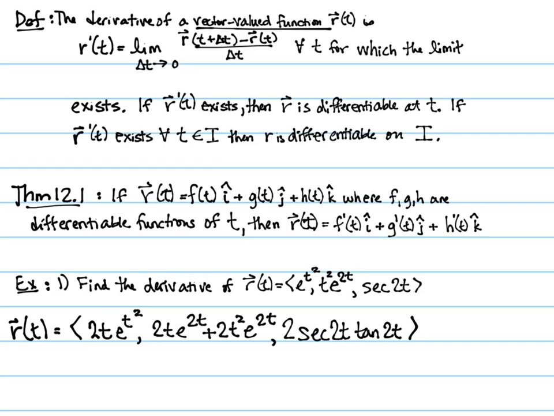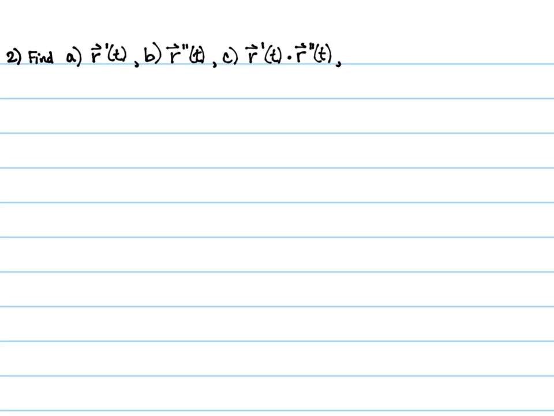Okay, so the next one that we're going to do is a multi-part problem. It's going to have a lot of components. So we're going to find several things. A, we're going to find r prime of t. For B, we're going to find r double prime of t. For C, we're going to find r prime of t dot r double prime of t. D is the same thing with the cross product of r prime of t and r double prime of t.